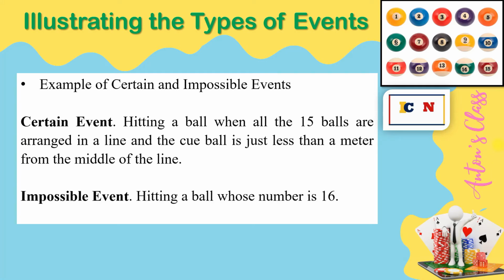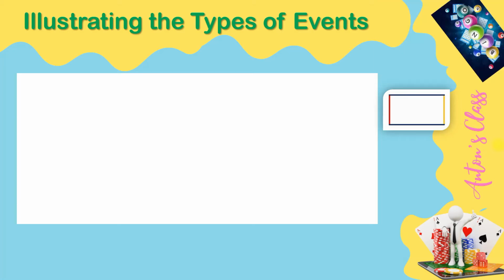Impossible event: hitting a ball whose number is 16. Very impossible, right? Because there is no number 16 in the billiard balls. Okay? So, I hope you can differentiate the two events, the certain and impossible events.